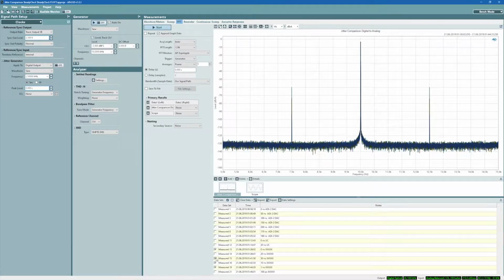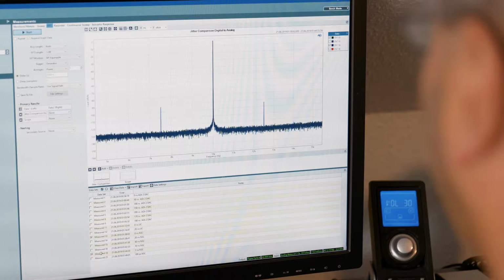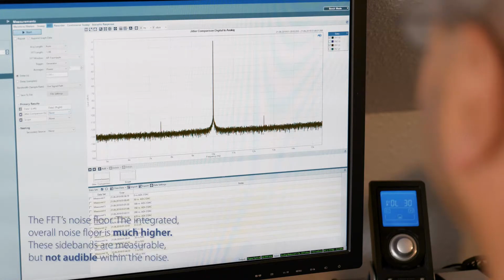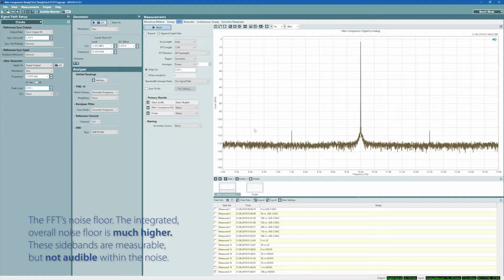What happens if we go down with the jitter? Let's say we have an ideal transmission. The interface jitter is quite low, so let's try with only 100 picoseconds. This is 100 picoseconds of jitter on the optical input, and even here you can see the sidebands clearly out of the noise floor. They now reach a level of about minus 114 dB.